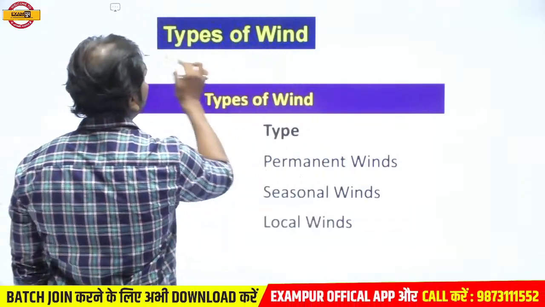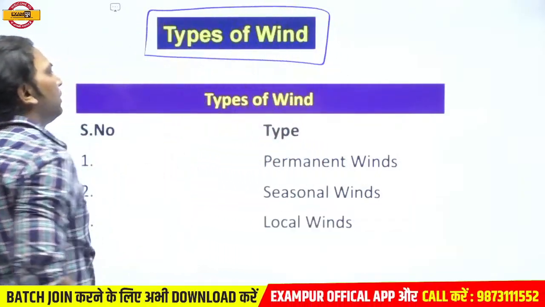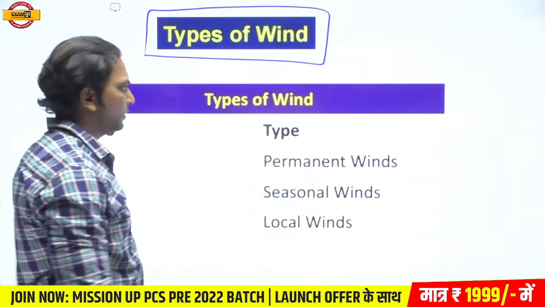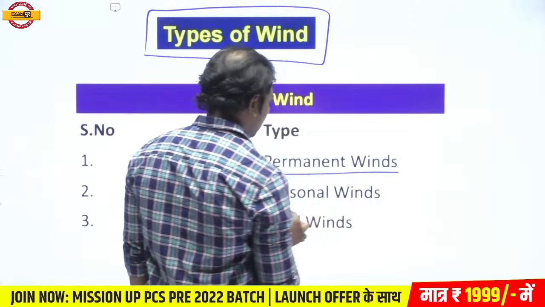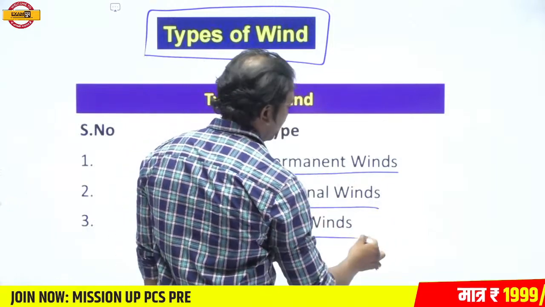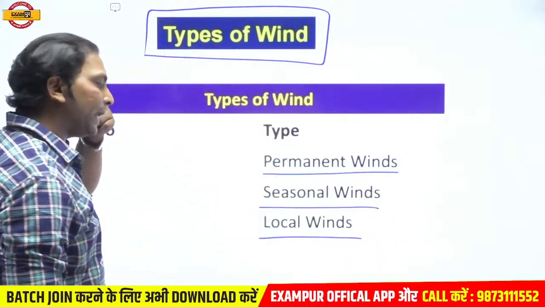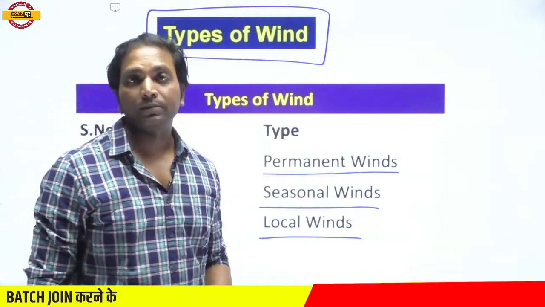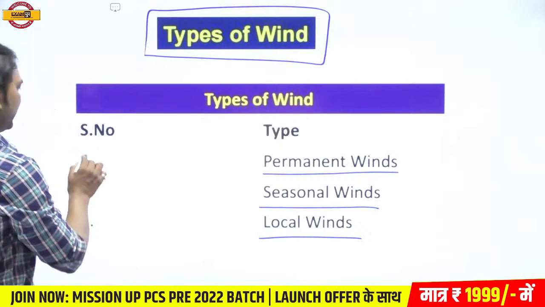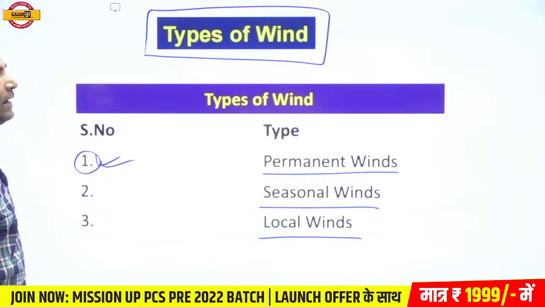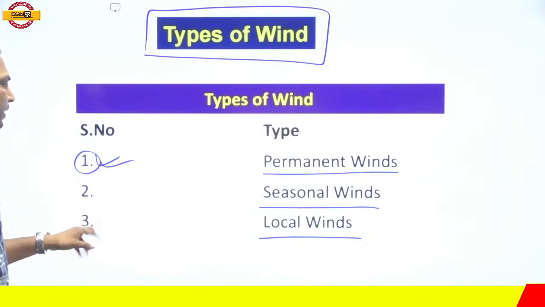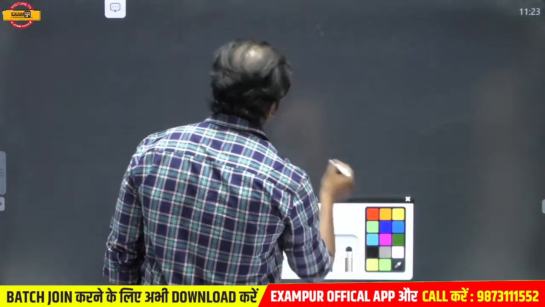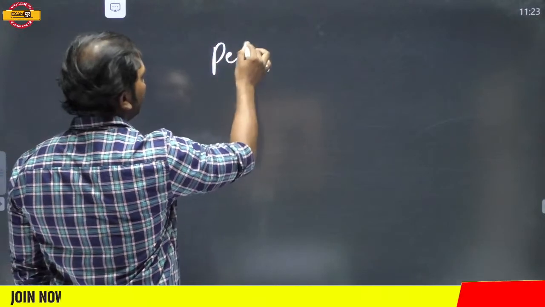Here it is the types of winds. There are three types of winds on the earth's surface: the permanent winds, the seasonal winds and the local winds. So these are the three types of winds which blow above the earth's surface. We will take the first one first, the permanent winds, then we will switch to the second one and then the last. So first of all, we have to mention the permanent winds.